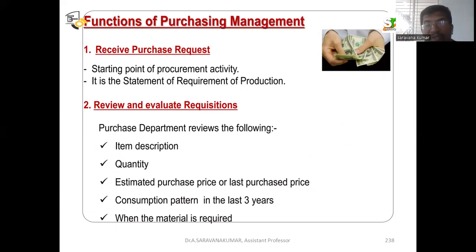So what is the last purchase price? Depending upon that, it will change. Then the consumption pattern in the last 3 years and when the material is required. These are the things we have to check in purchasing management.